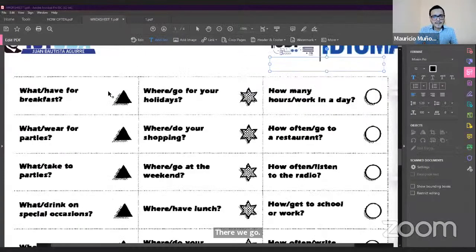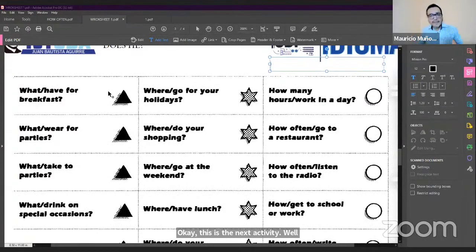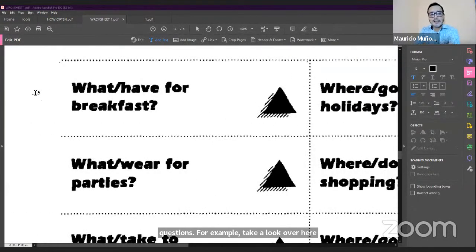Okay, this is the next activity. Well, as you can see in this exercise, these are questions. Questions in present simple tense. You see? Questions. What's the problem in here? Well, actually, these questions are incomplete. As you can see, they're not completed. Each sentence needs something. In other words, something is missing to complete these questions. For example, take a look over here. What have for breakfast? Well, it's a question.